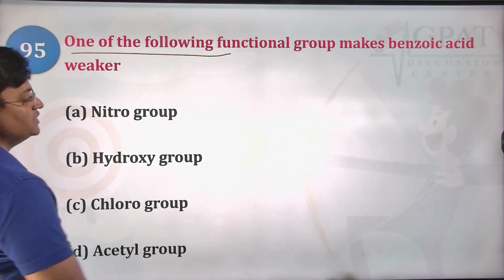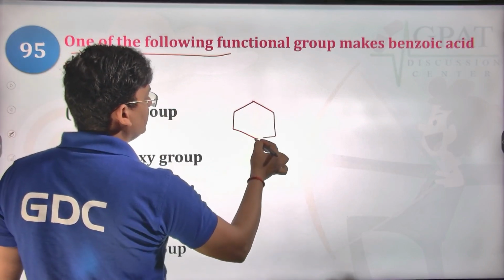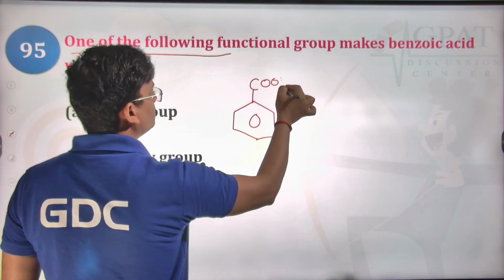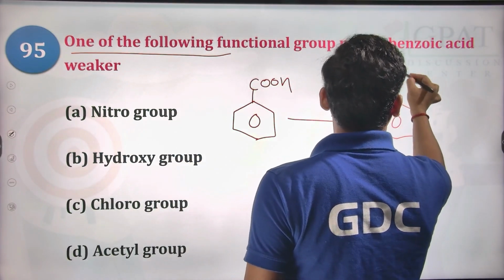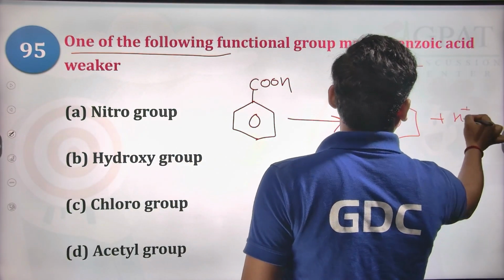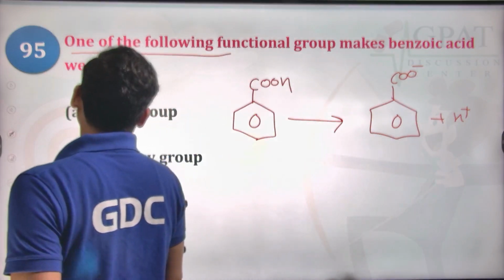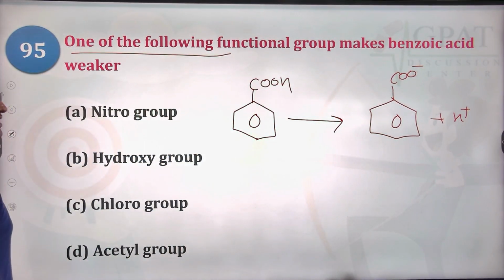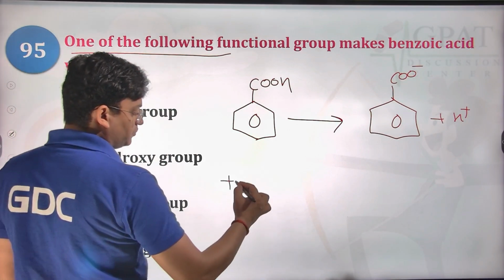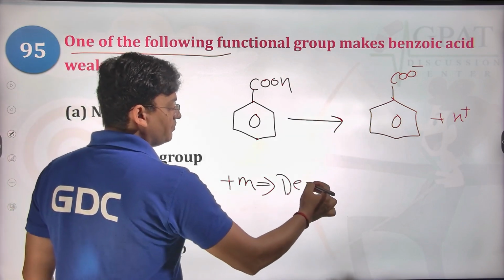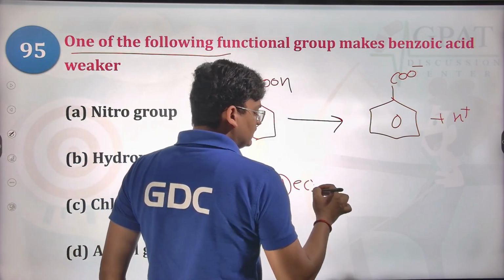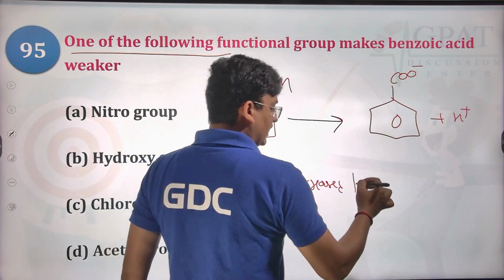Which of the following functional groups makes benzoic acid weaker? Benzoic acid, the COOH, is converted into benzoate and H plus. The better the benzoate ion is stabilized, the more acidic it is, while a decrease in the stability of the benzoate leads to weakening of benzoic acid. Plus M groups destabilize it, thus decreasing the stability, and they decrease acidity.